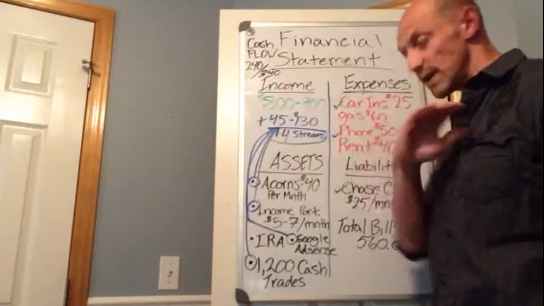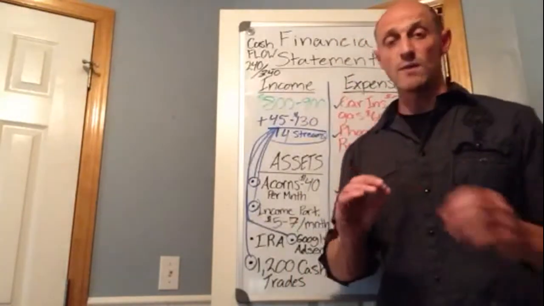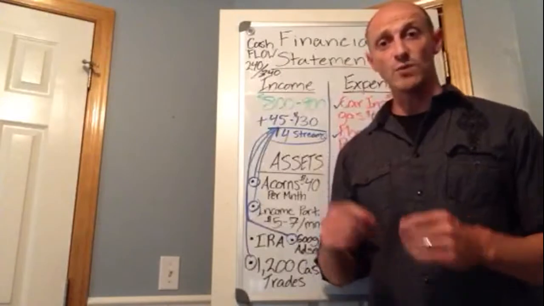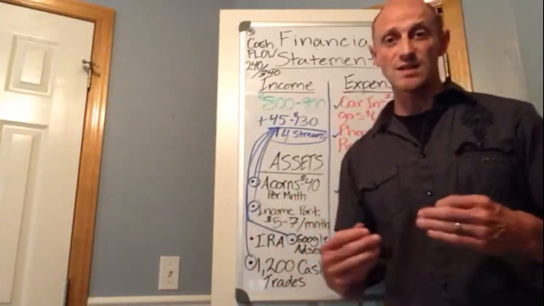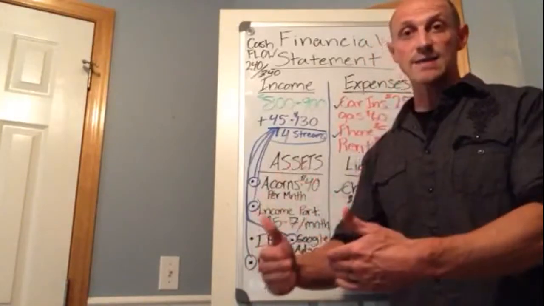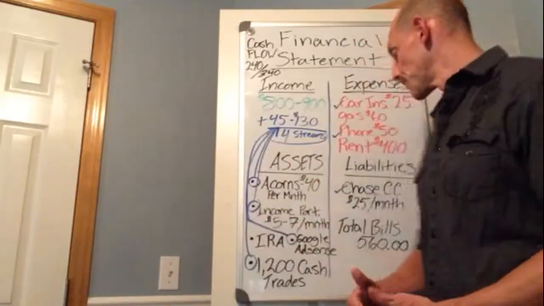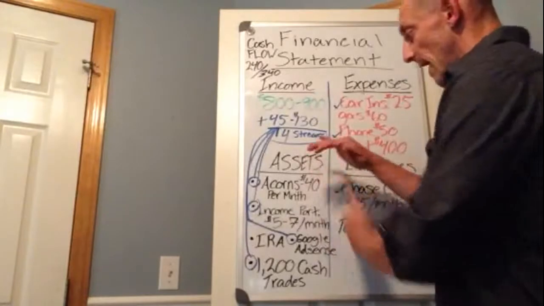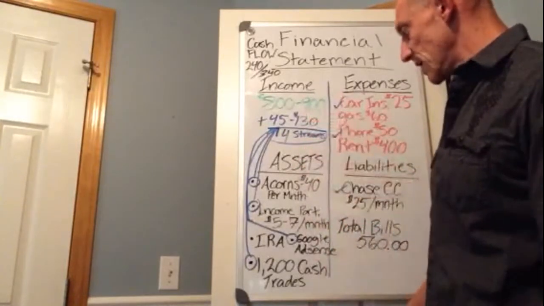So I just wanted to get that out of the way, because that's one of the major confusions that people have between assets and liabilities. It's just language, the language of money. You need to understand assets and liabilities, okay? So with that being said, here are the assets I've got listed.